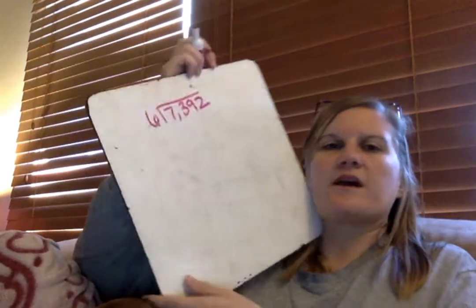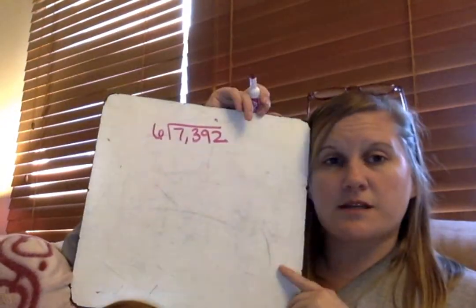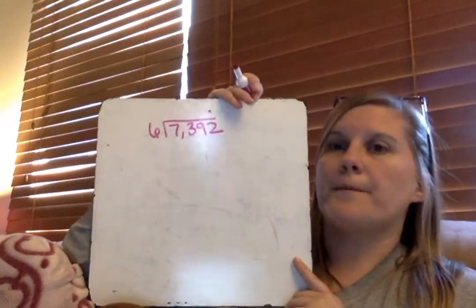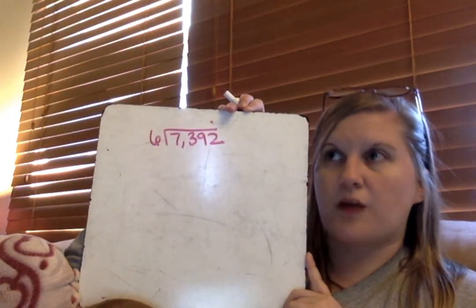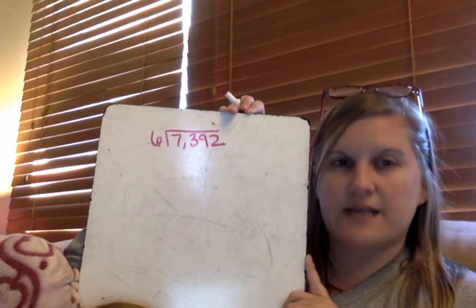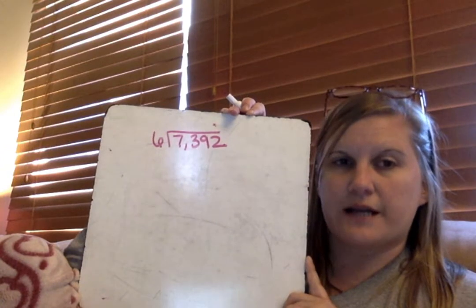Find the quotient. We have 6 that we're dividing into 7,392. So, this week was supposed to be long division, more independently. I don't see that going super well virtually because it is a lot of steps and you do need a lot of guidance for that.